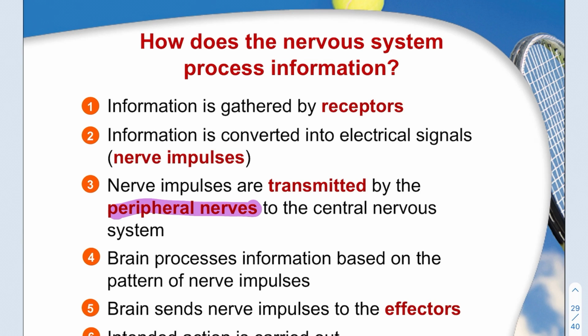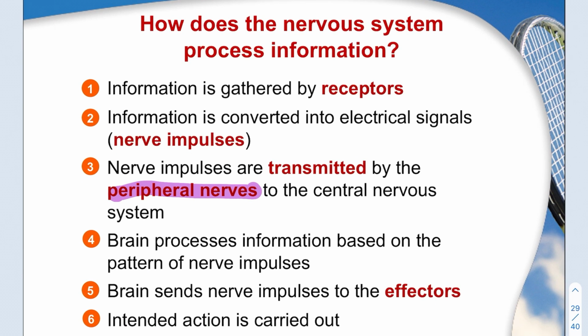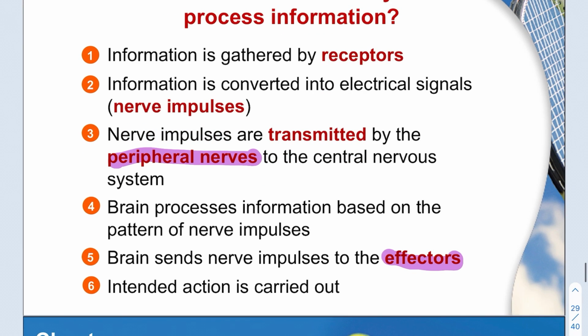This will then feed the information to the brain, where it will slowly process the information and then send out nerve impulses back to the respective neurons, leading to the effector. And once it reaches the effector, a response is carried out, an action is carried out.